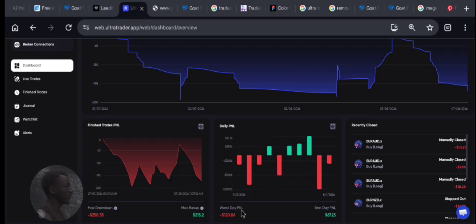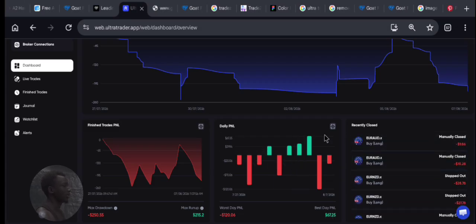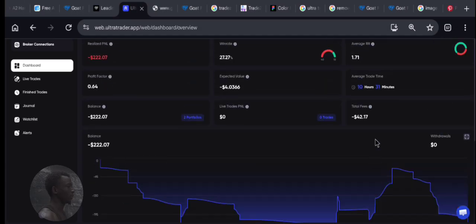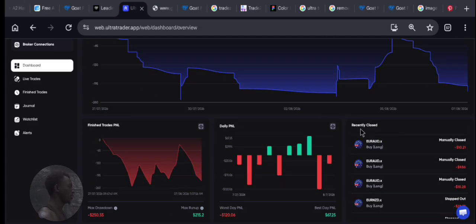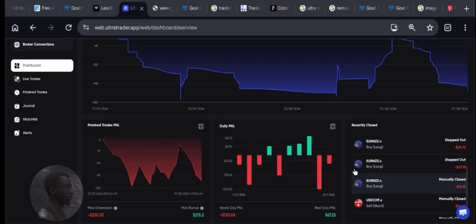You can see the worst day. My worst day, I lost $120 in a single day. It's called worst day PNL. My best day PNL, I made $67. So guys, that's how it is on this chart. And if you look close to your right-hand side here, it says recently closed. These are all the trades I've taken and closed as of recent. So guys, that's basically how it is on the overview chart.